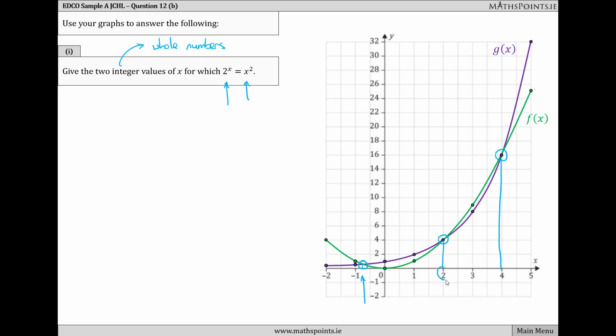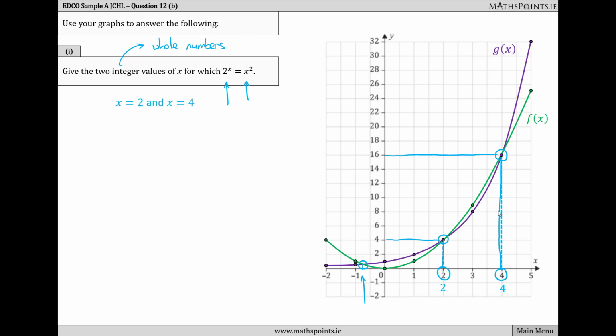Well, when x is equal to 2, we get an output of 4 for both the f of x and the g of x function. And when the input is 4, we get an output of 16 for both the f of x and the g of x function. So the 2 solutions, or the 2 integer values that give the same y values, are x equals 2 and x equals 4.